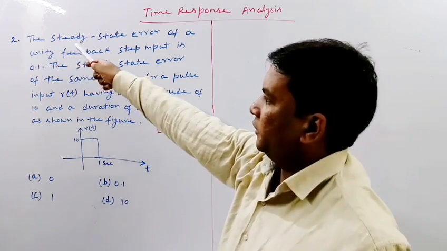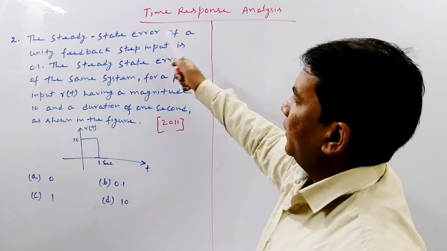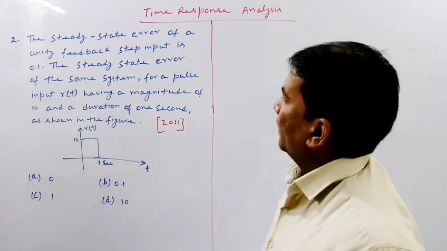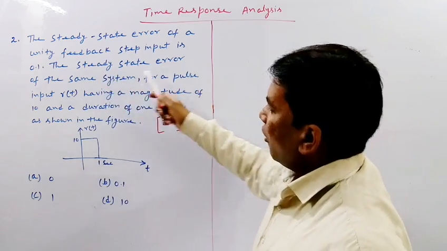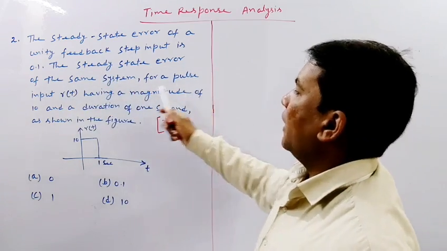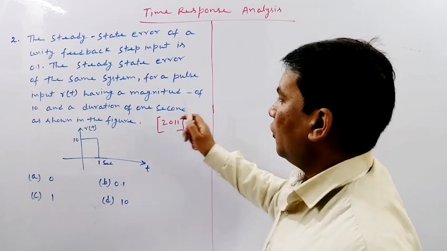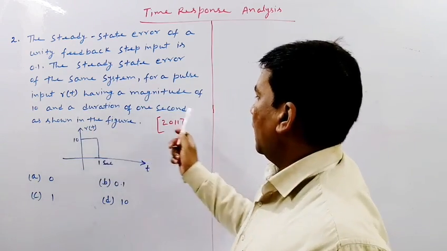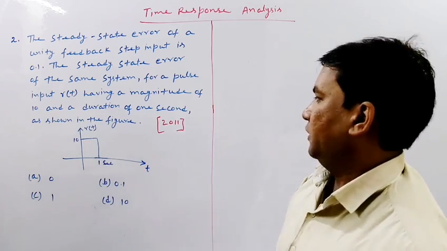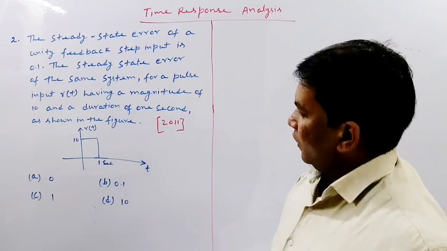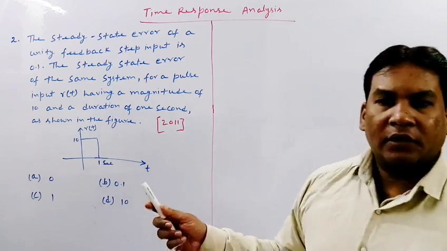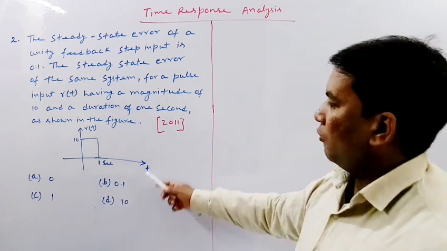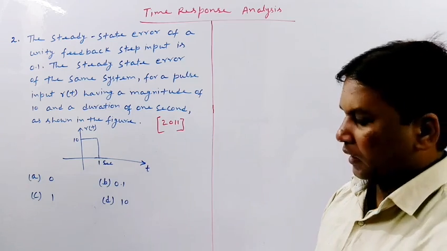The second question is: the steady state error of a unity feedback system for a step input is 0.1. The steady state error of the same system for a pulse input R(t) having a magnitude of 10 and a duration of 1 second, as shown in figure, is. This question has been asked in GATE 2011 and there are 4 alternatives given. So which one of the 4 alternatives is correct one?